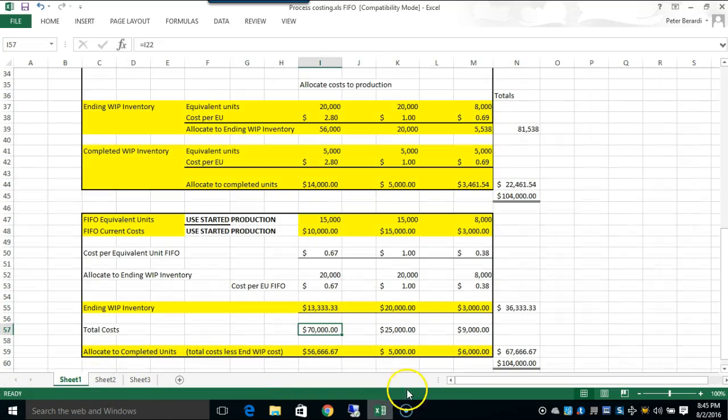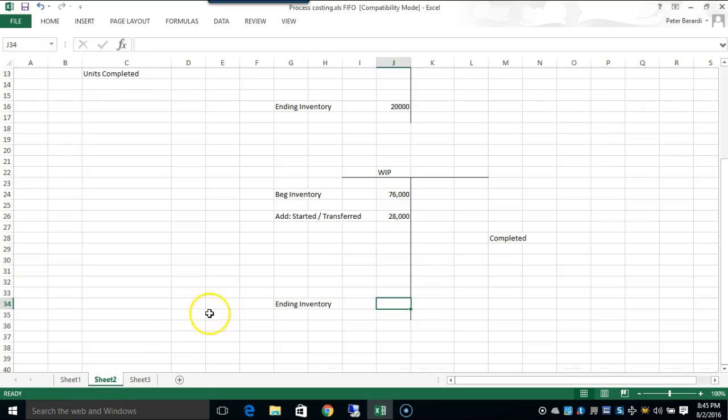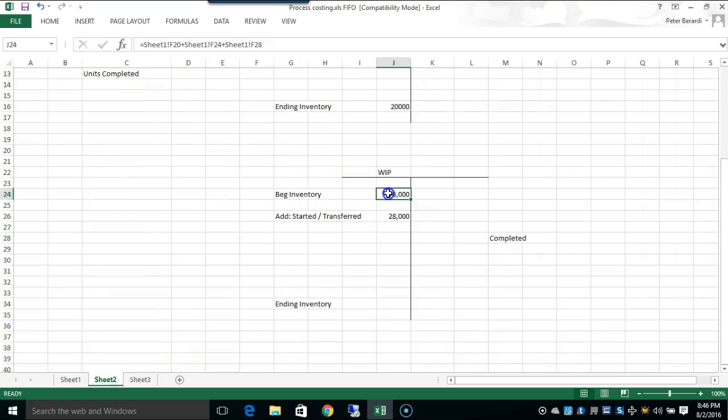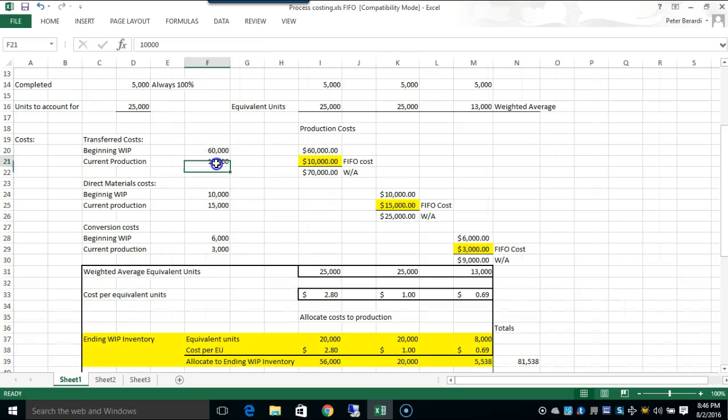So let's go to our T account and balance this out using FIFO. Your beginning inventory is going to be the same. It's beginning WIP, direct materials, conversion costs. This number doesn't change. Production started does not change. So you take these three numbers.